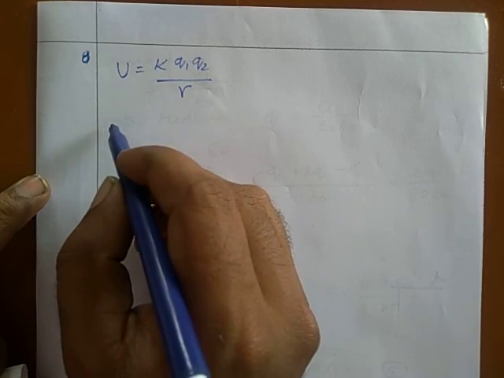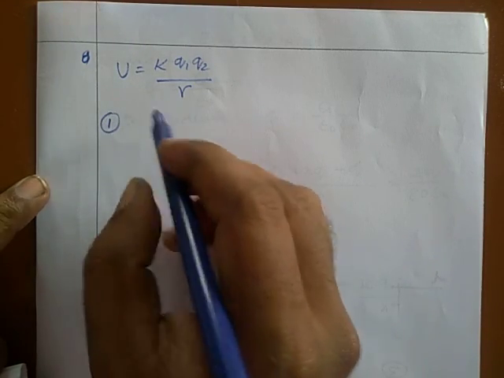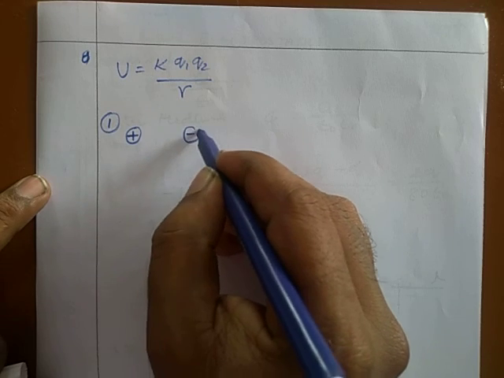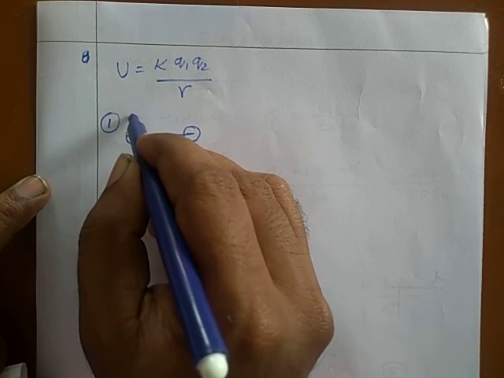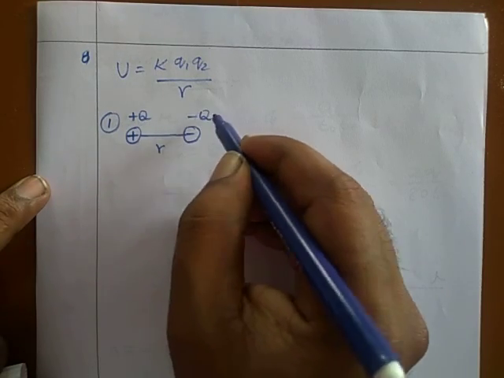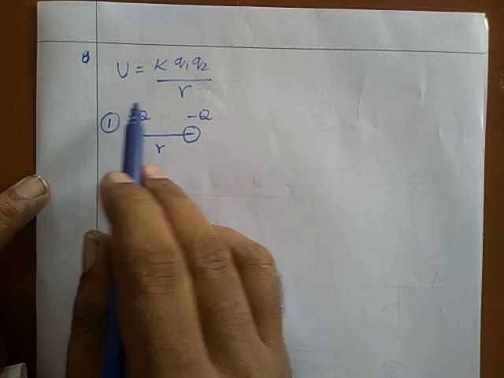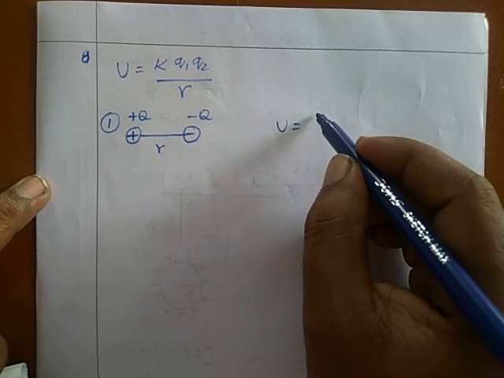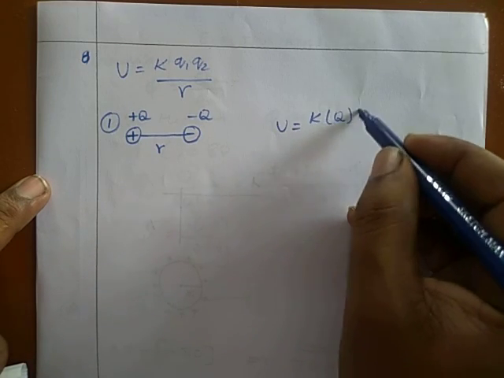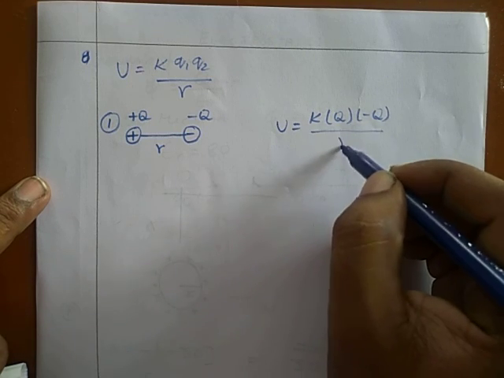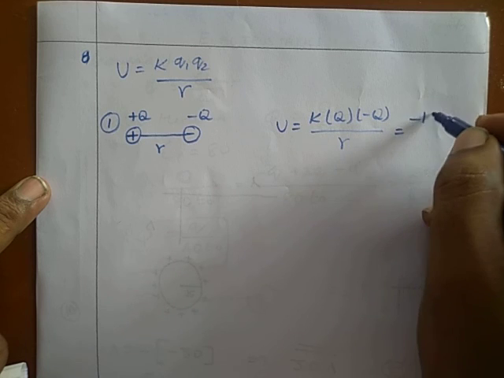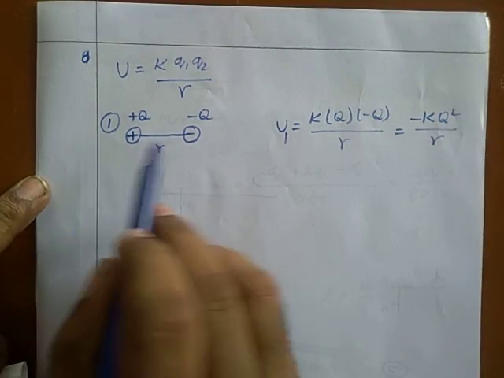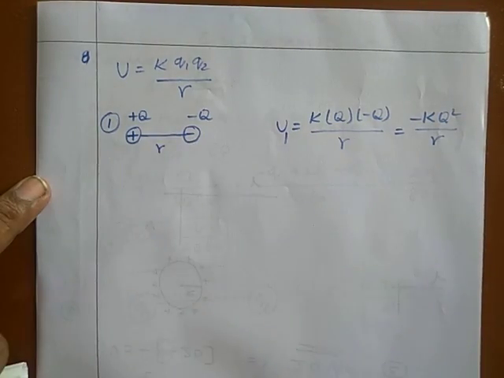Here our first case, we have two charges, one is plus Q, another one is minus Q. They are separated by distance R. This is plus Q, this is minus Q. Then the potential energy needed to assemble these charges, we know U is equal to K Q into minus Q by R. After solving this we get minus K Q square by R. This is the potential energy needed to assemble the configuration, or the potential energy stored in this configuration.